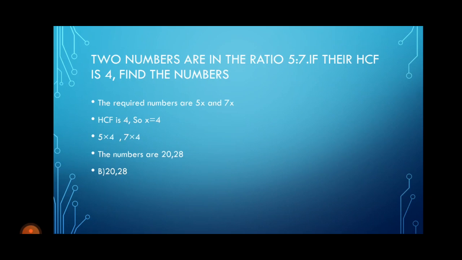The ratio given is 5:7. So we can write the numbers as 5x and 7x, by multiplying a common value to this ratio. And the HCF given is 4, so the value of x is equal to 4. Then we get the numbers by multiplying this common factor with the ratio values. 5 into 4 and 7 into 4 are the two numbers. So we get the answer 20 and 28.